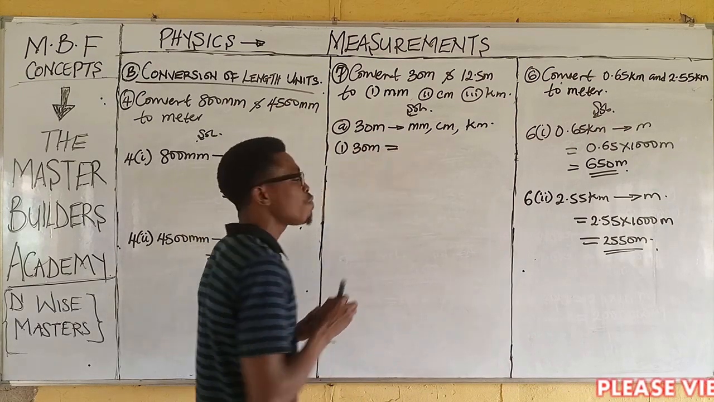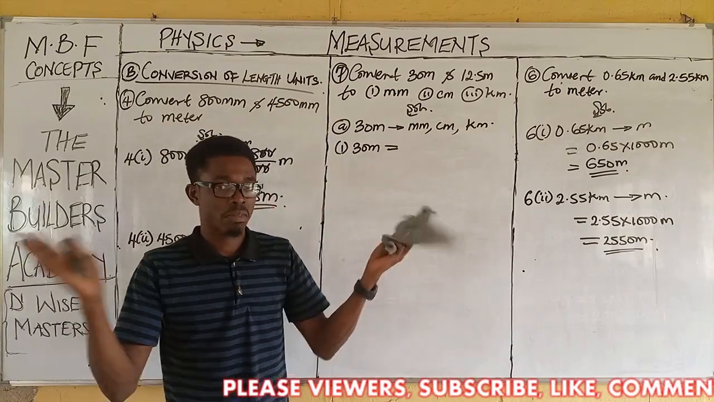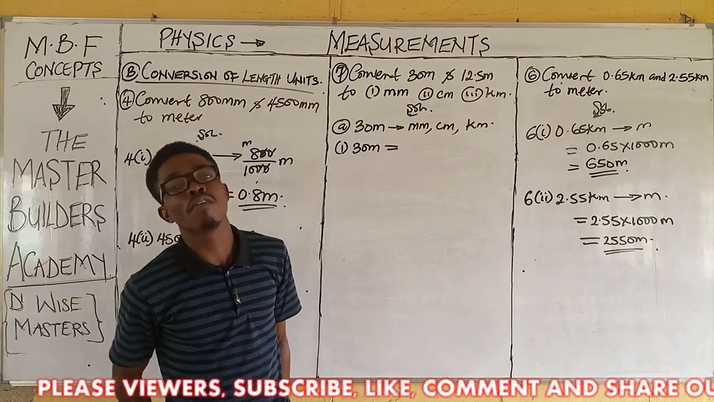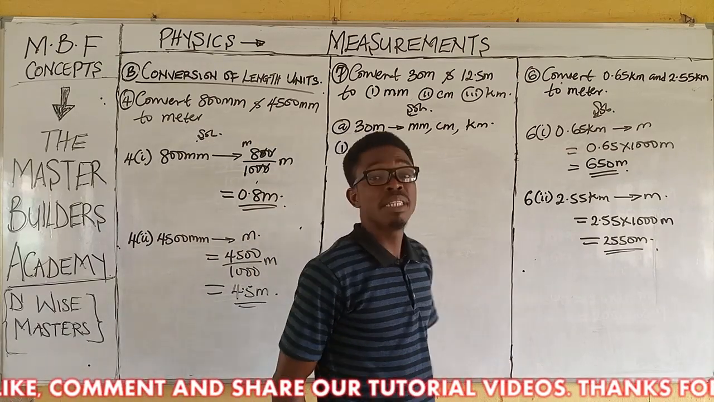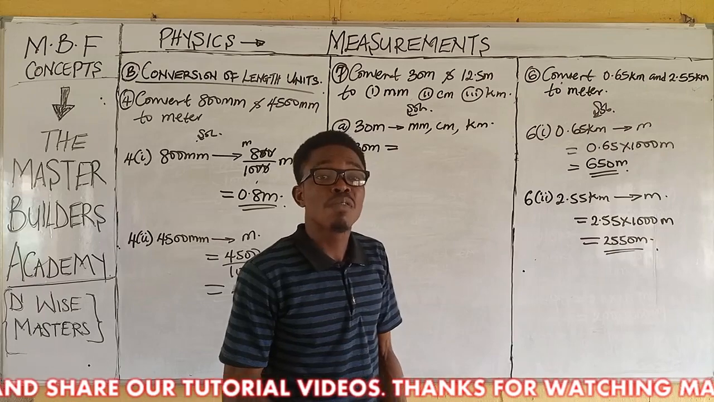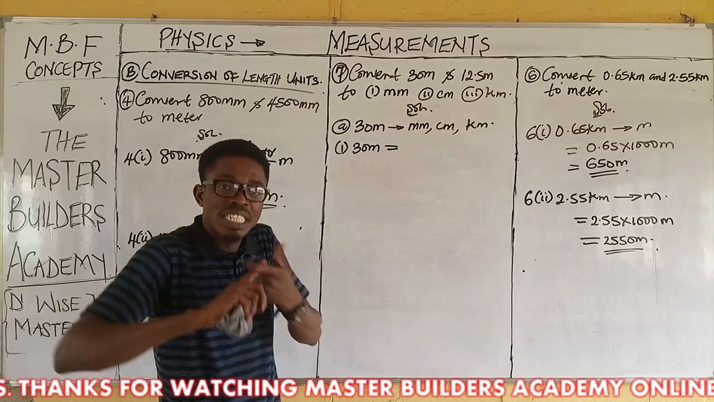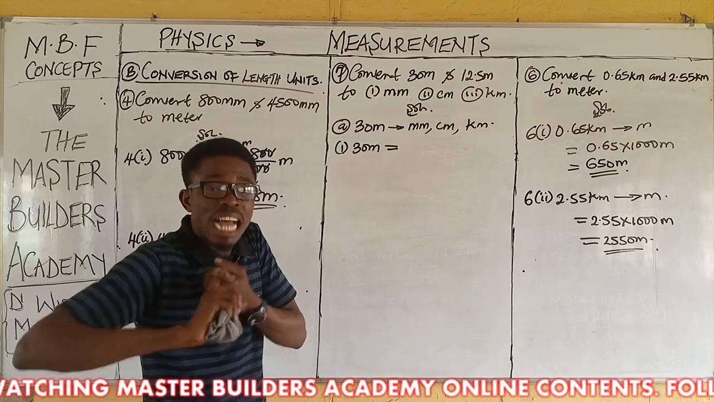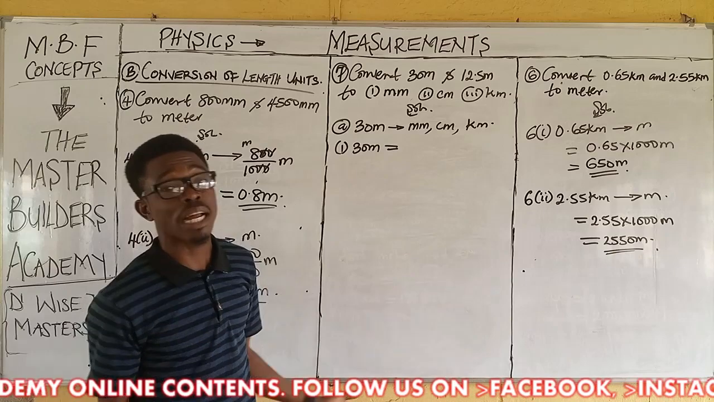If we are to convert 30 meters to millimeter, what must I do? Guys, how do I convert 30 meters to millimeters? To convert from millimeter to meter, we divided by 1000. Now, to convert from meter to millimeter, we simply multiply by 1000. It's as simple as that.